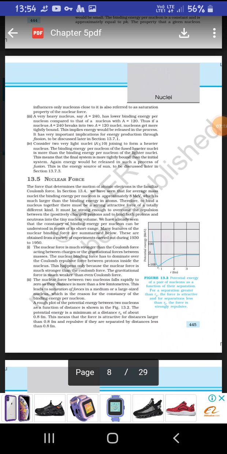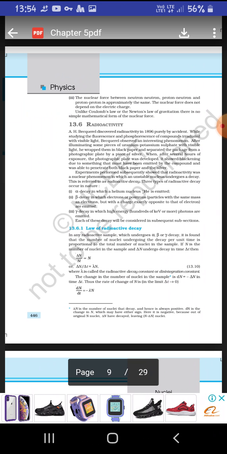Next is nuclear force. Electrons are familiar with the Coulomb force. The properties of nuclear force are obtained from a variety of experiments carried out during 1932 to 1950. The nuclear force is much stronger than the Coulomb force acting between charges, or the gravitational force between masses. Also, the nuclear force between two nucleons falls rapidly to zero. The nuclear force between neutron and proton, neutron and neutron, and proton and proton is approximately the same.